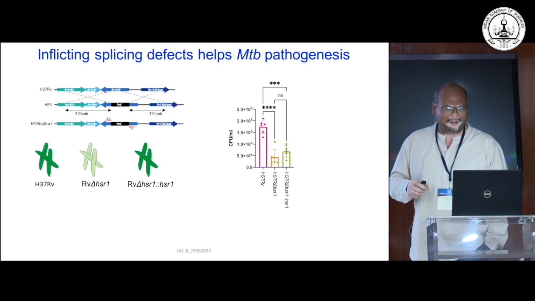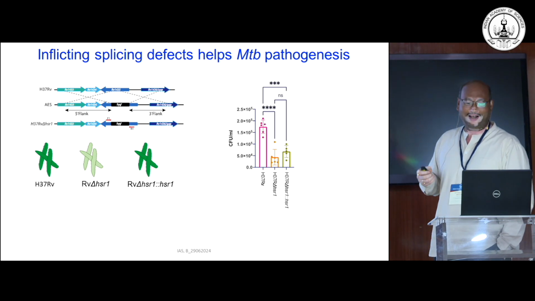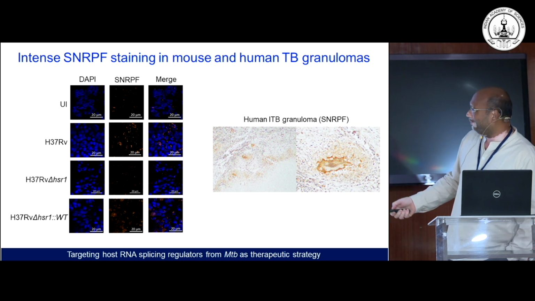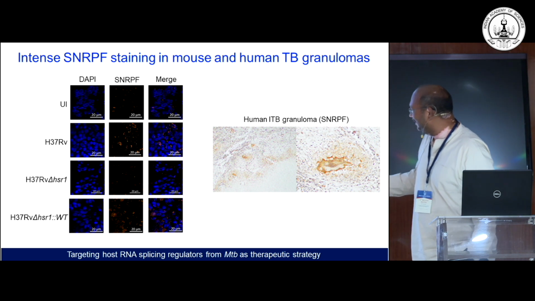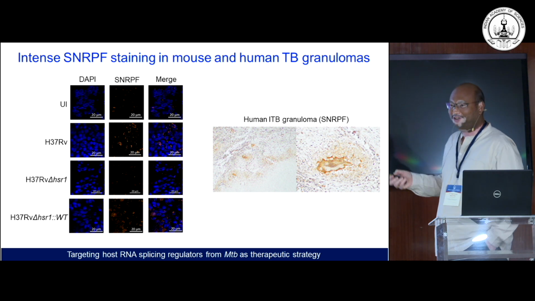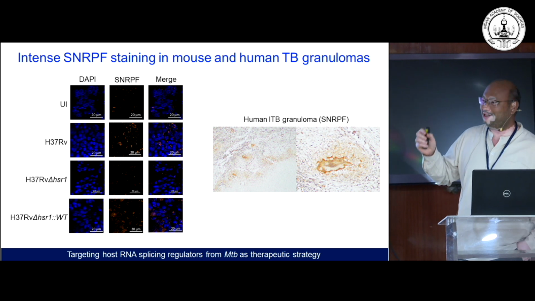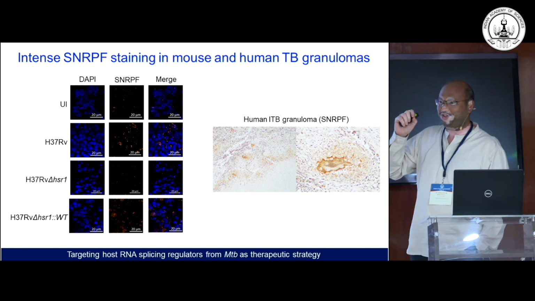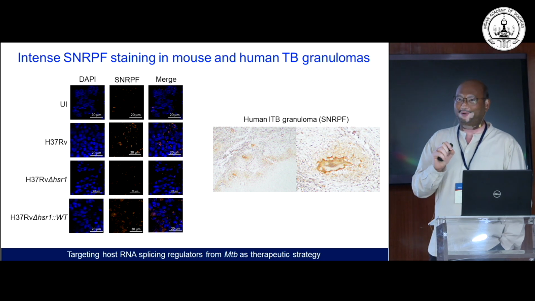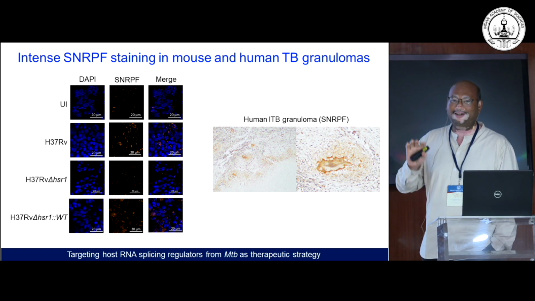And then we did some more assays. We made a knockout of the mycobacterial protein we had identified and showed that it is involved in pathogenesis. And we also showed in mice as well as in human TB granuloma. So when you see human TB granuloma, there is strong staining for SNRPF, which is the protein we were looking at, suggesting that RNA splicing alteration is a very strong correlate of TB pathogenesis. And if you have ways to alter that, probably you will have newer ways of targeting tuberculosis.